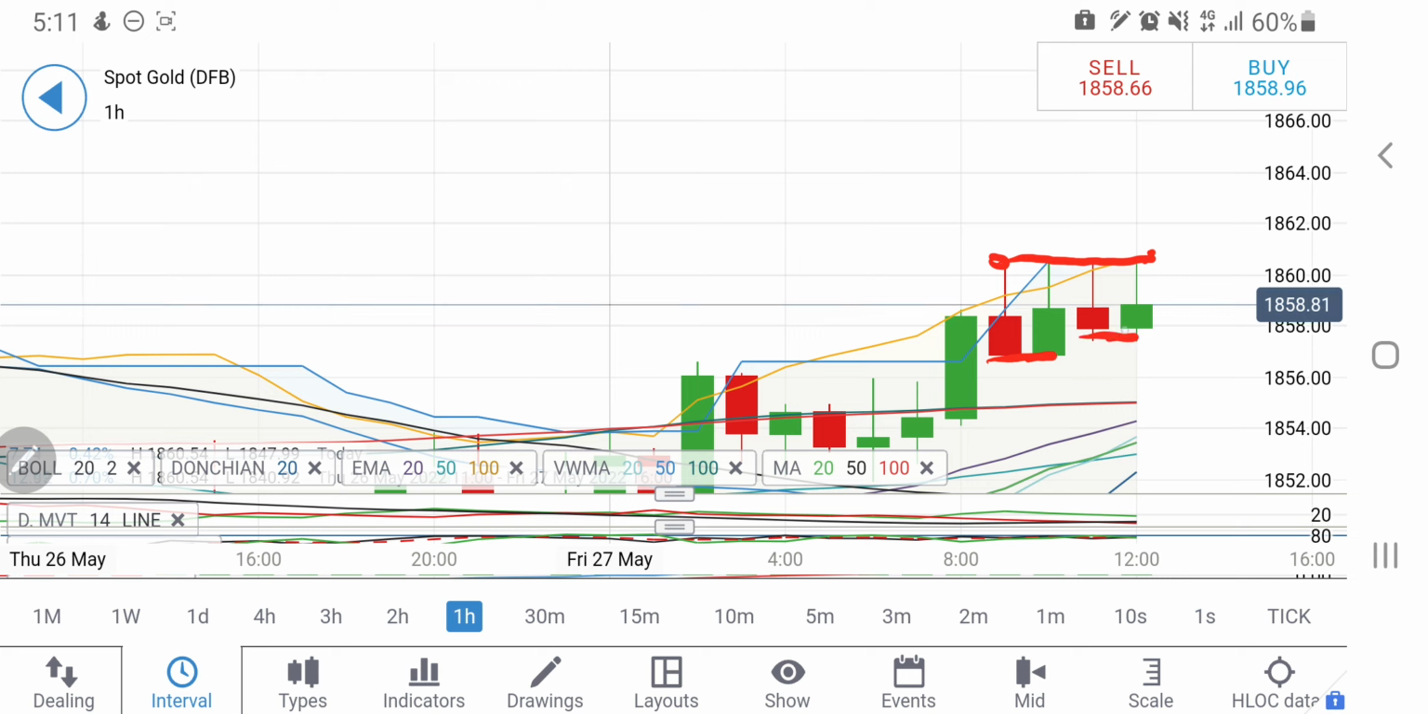It is trying to increase on the upside. Previously 1857, now 1858 levels. So yes, there is a support at 1855 and 1854. Only short entry is below 1854.